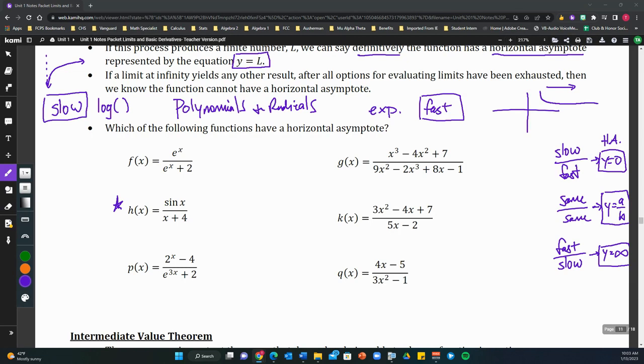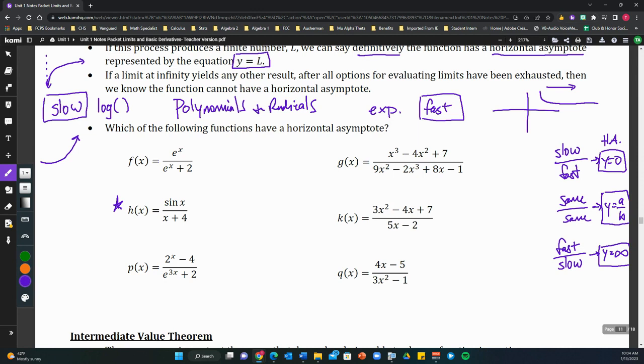So for example, in the denominator here, we have e to the x plus 2. As x grows larger and larger, e to the x, the parent exponential function, is just going to continue to increase without bounds. So adding 2 onto that is not really going to play all that big of a factor when we compare it to just e to the x by itself.